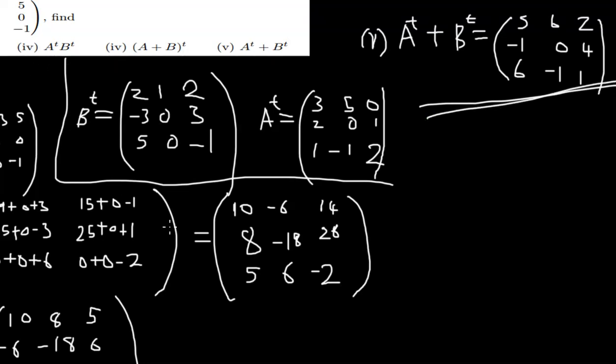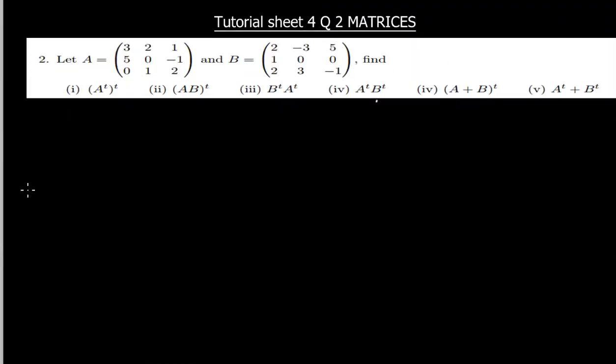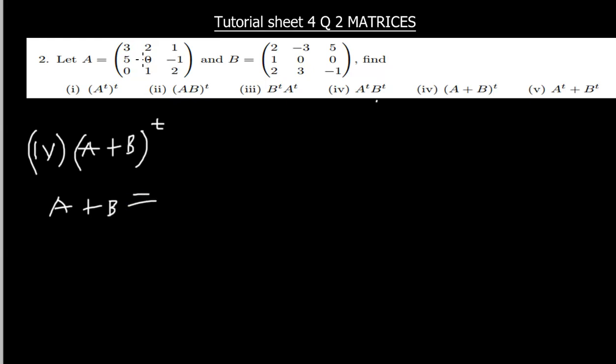Let me now answer question 4. For question 4, we follow BODMAS as I said. So what we do is we first add A and B, because we are first going to open the brackets. So we first find A plus B. Then lastly we'll come and transpose the matrix. So A plus B will be adding numbers from A to the corresponding entries in B.